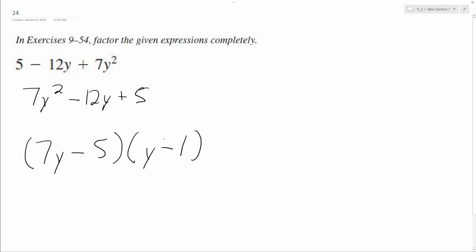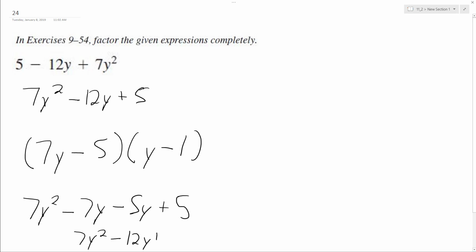So if I multiply these together and I end up with the original expression, and keep this in mind right here, that means it's correct. So 7y times y, 7y squared, minus 7y, minus 5y, negative 5 times negative 1 is plus 5. So this ends up being 7y squared minus 12y plus 5. And that matches up with the statement here, which is this, of course, too. And because of that, that means that this factorization here is correct.